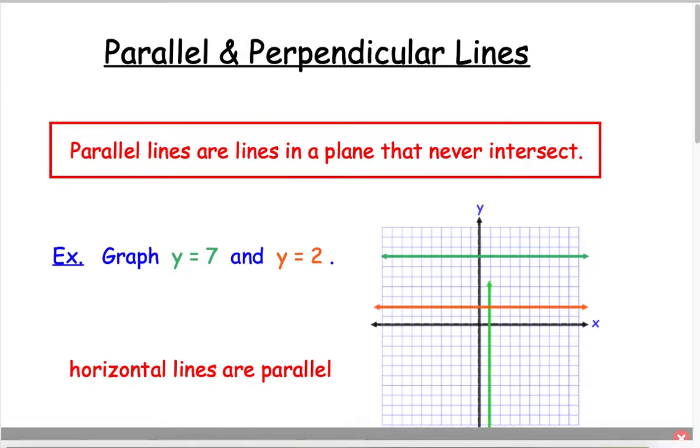There we go. y equals 2. Let's get that one out of the way. So there's y equals 2. So those two lines, they're both horizontal, they're parallel. They'll never intersect no matter how far you go to the right or to the left.